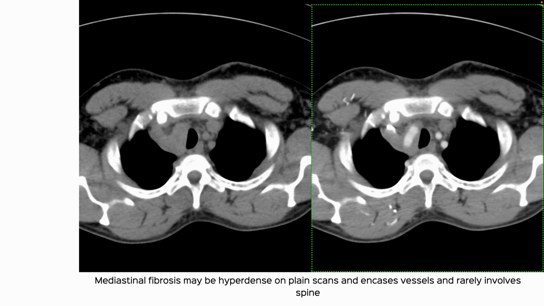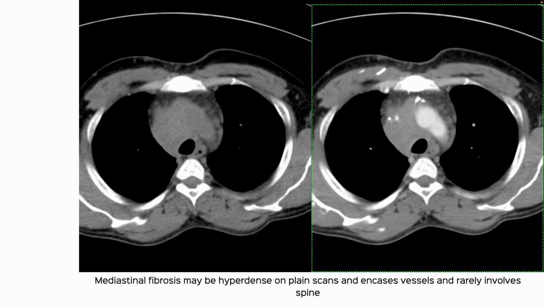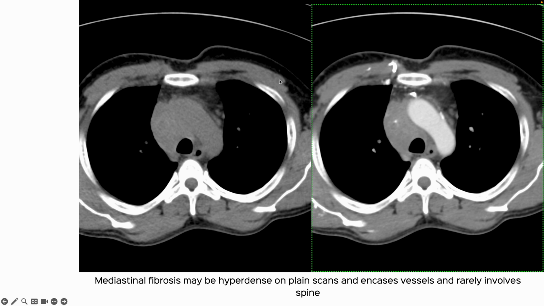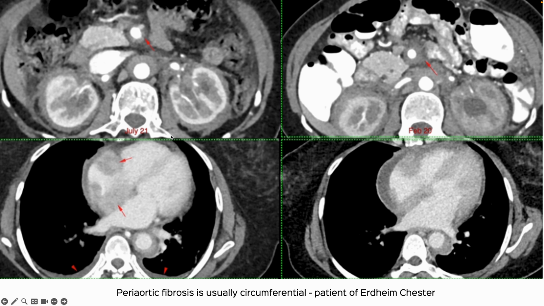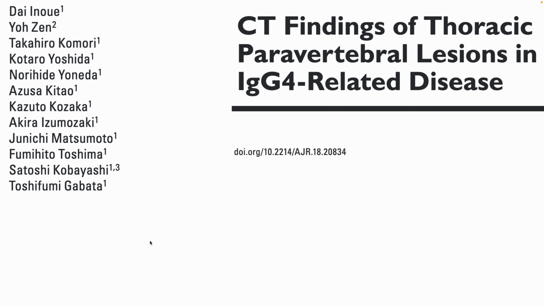Mediastinal fibrosis is very different. It will encase and narrow vessels. This particular patient has encasement and narrowing of the SVC, and the lesion is a little hyperdense on the plain scan. This is a patient with Erdheim-Chester who has periaortic involvement, and that's just encasement of the aorta, and that's very different. So that really leaves us with lymphoma and IgG4 disease.